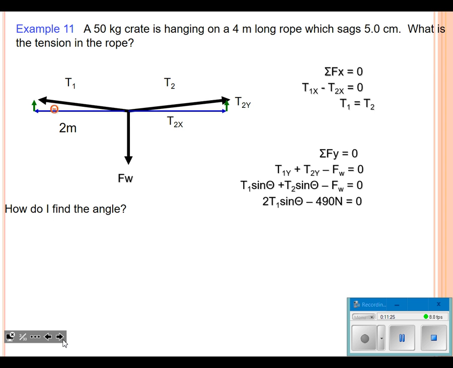Oh, hold on. Centimeters, can't use that. I have to change it to meters. So there's 100 centimeters in a meter. So I'd have to divide by 100, which would tell me that there's 0.05 meters.